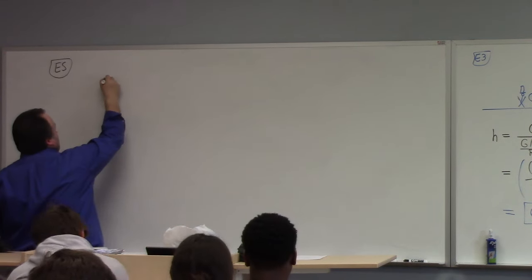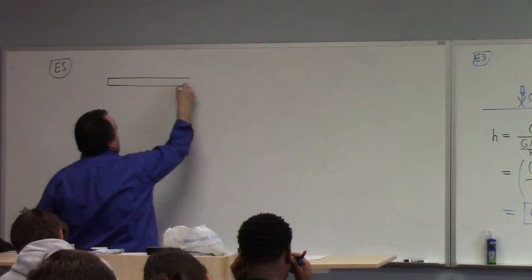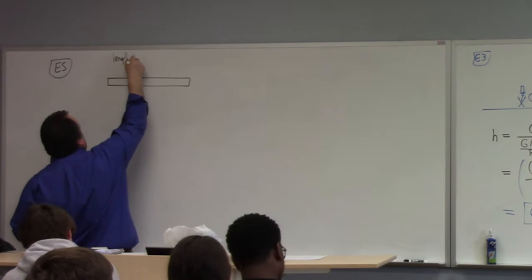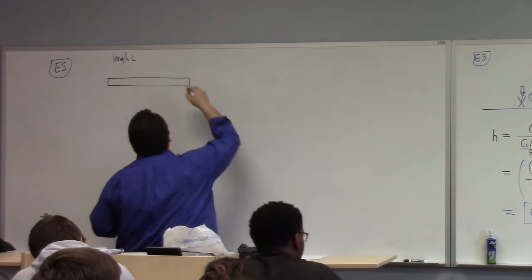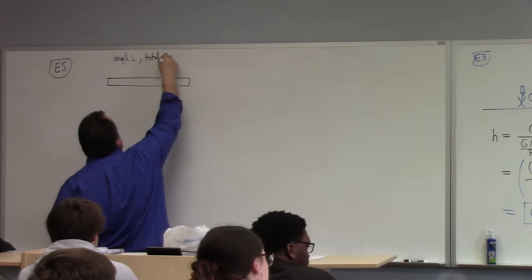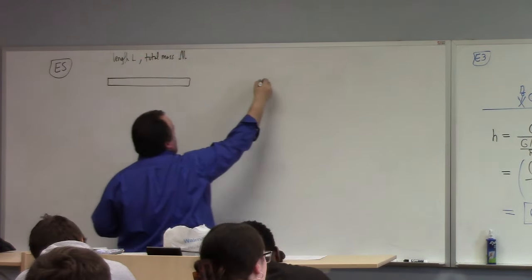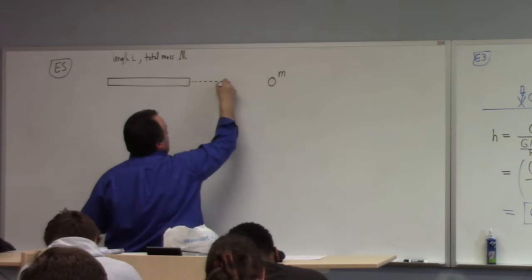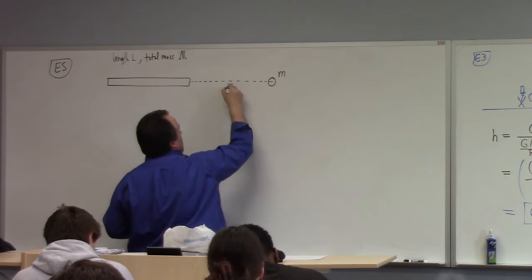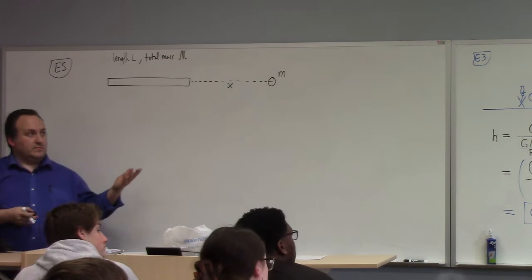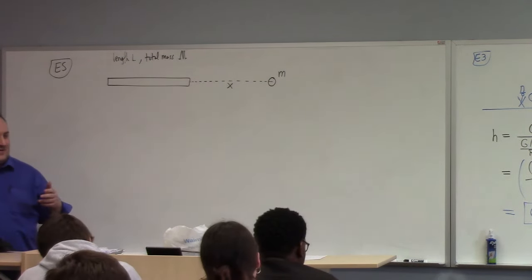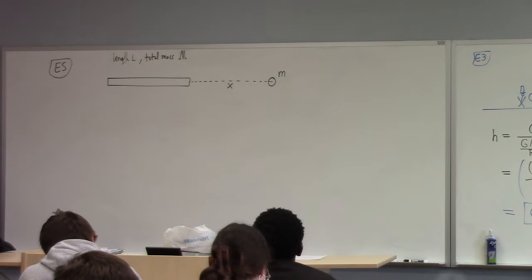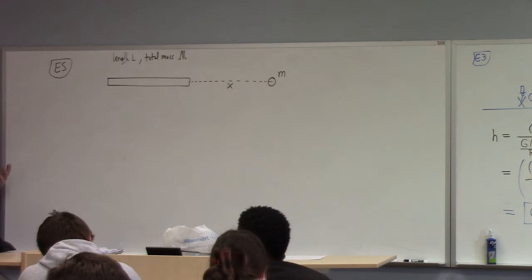So suppose you've got a uniform mass of length L, with total mass big M. Then over here you have another mass M, and the distance from here to here is X. What's the potential energy of this system as a function of X? The question is, how much potential energy do you have?